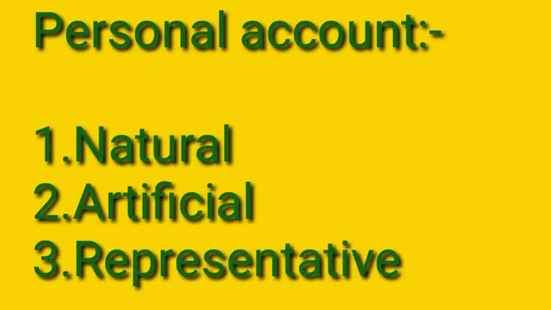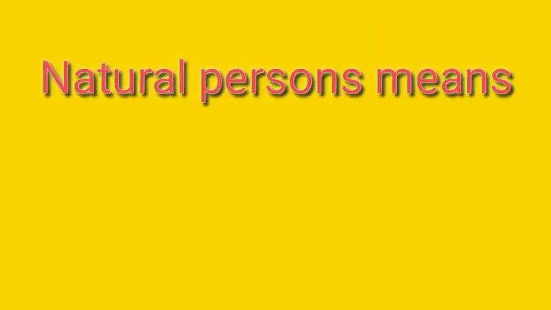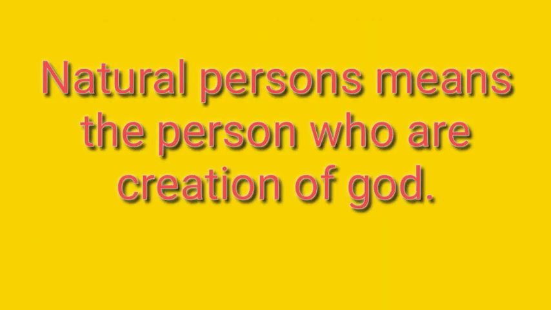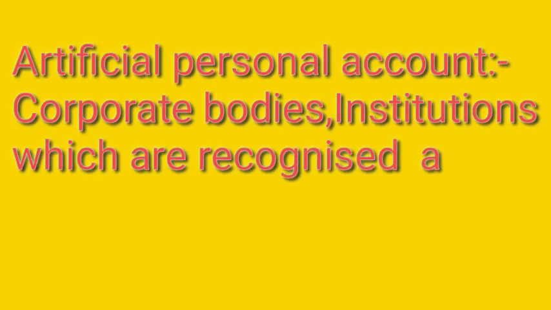Personal account, again, is classified into three groups. The first one is natural person, the other one is artificial person and the third one is representative personal account. Natural person means the persons who are creations of God, like us. I am the creation of God, you are the creation of God, we all come under the natural person's account. For example, Ram's account, Sham's account, Geeta's account, Rita's account, or my own name, Ritu's account, etc.